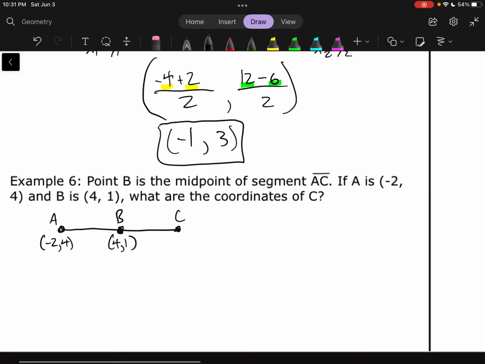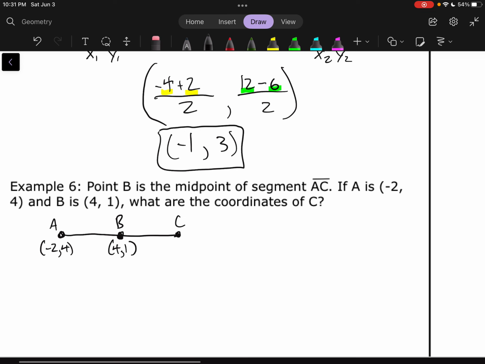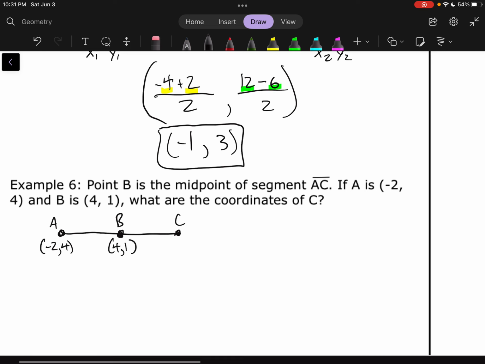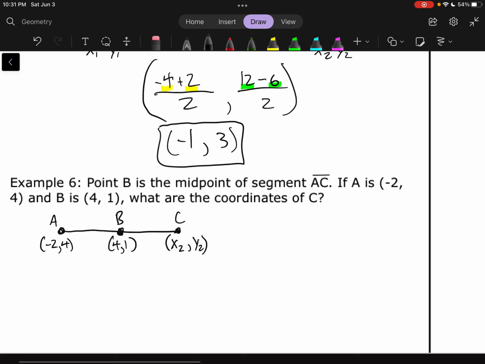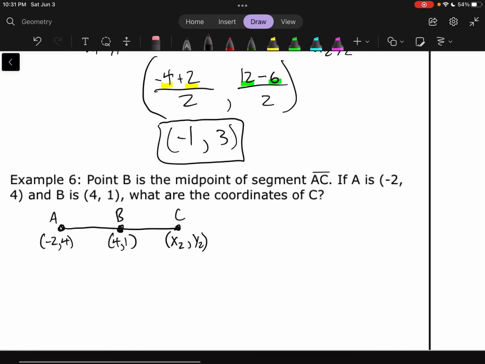I'll show you two different ways to solve these ones. Now, one way is kind of undoing the midpoint formula. Let's just think about what we would do to get the midpoint, right? Normally what we do is we set up the formula, right? We set up that big formula.